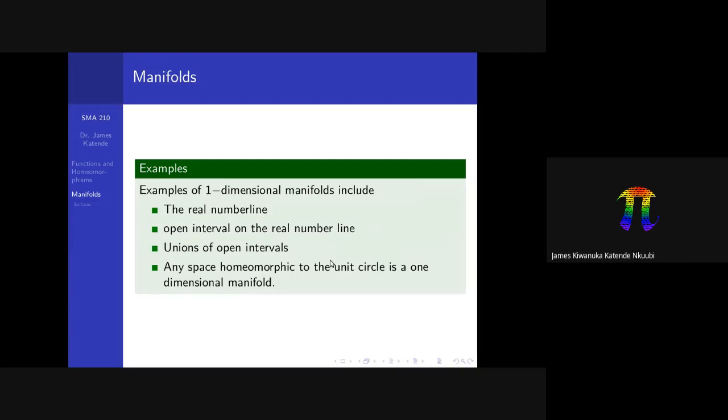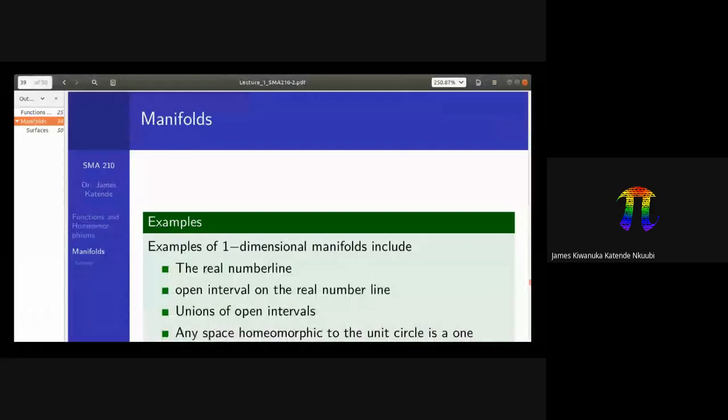So we look at some examples of one-dimensional manifolds. I think someone is trying to join. Let's let them in. Okay.